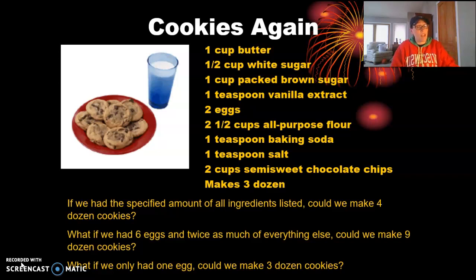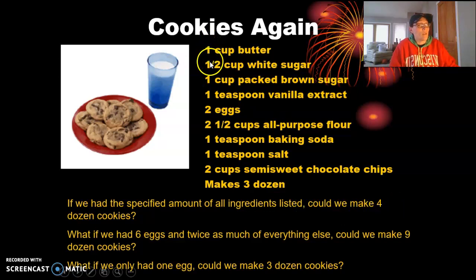Everything we've talked about, everything you watched in your Edpuzzle and in our live session and before spring break, was assuming that you had as much as you wanted of all of the reactants, and that is not true. So let's go back to this cookie recipe. If we were in class, I would bring you some cookies, so sorry about that. But let's look at this cookie recipe, the same one we looked at in class. If we had a certain amount of all these ingredients, could we make 4 dozen cookies?